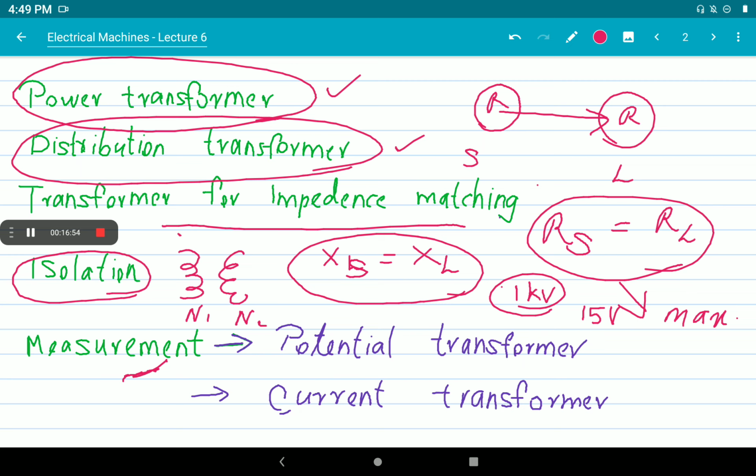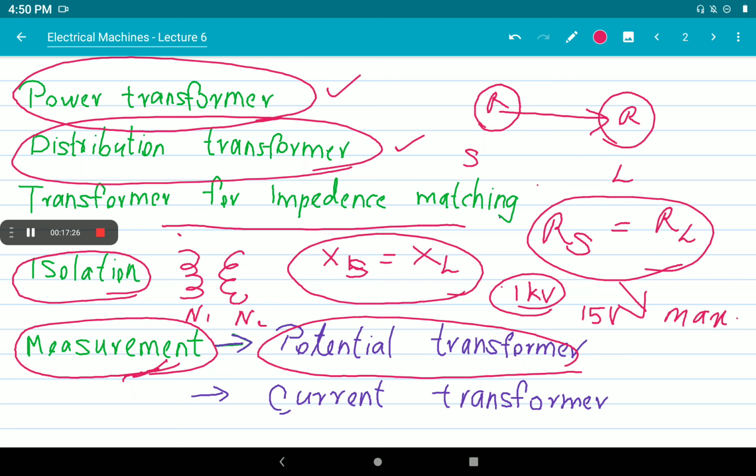That is another application, and it can also provide protection against faults on the high power side. Because of this isolation, there is only magnetic coupling, so we can protect the device from a fault on the high power side. Another application is measurement. Transformers can be used for measurement of high voltage and high current. For measuring high voltage, we use potential transformers.